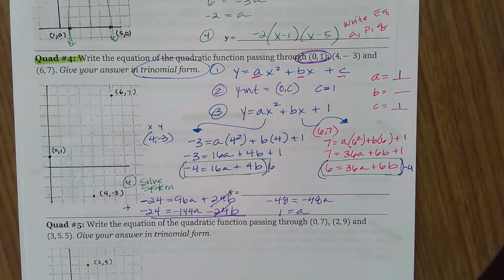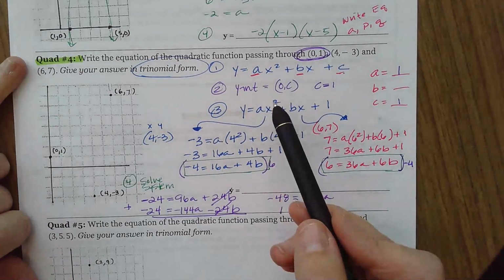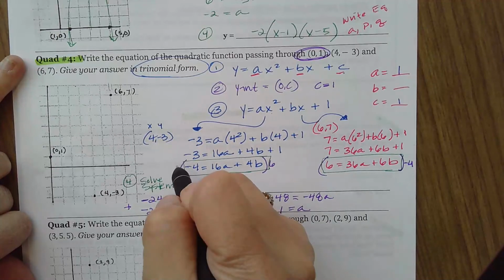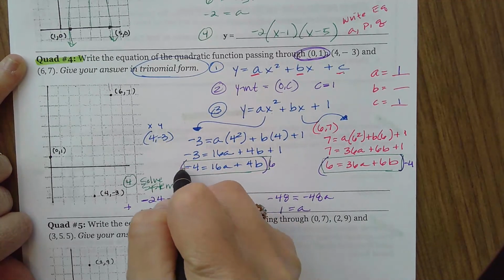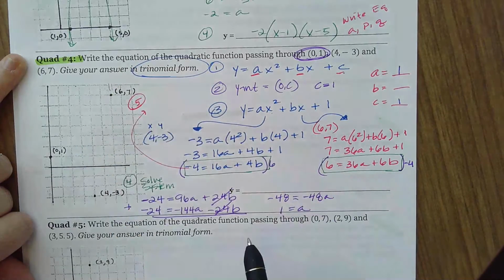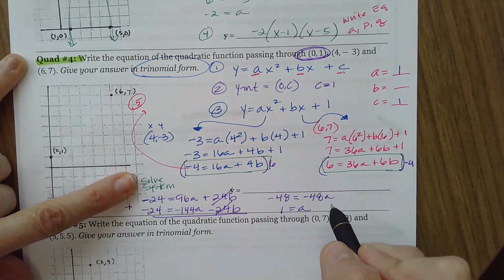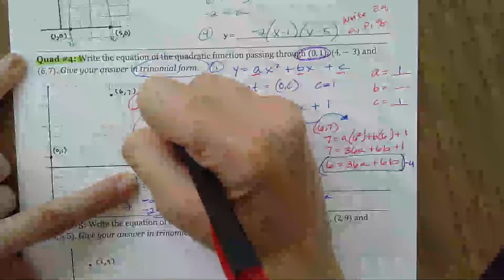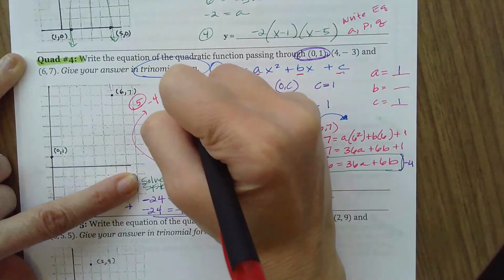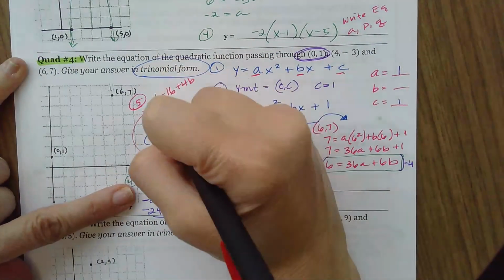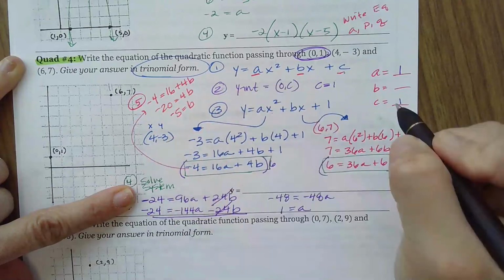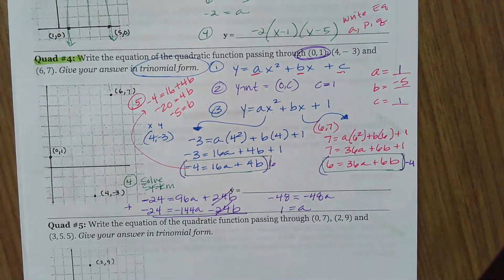Fantastic. Now I've got 2 of the 3 variables. The third one should be easy to find. If I go back to this equation or this equation, it doesn't really matter. We'll call this step 5. I'm just going to plug in what I know and solve for b. So -4 equals 16 times 1, which is 16, plus 4b. If I subtract 16 from both sides and divide by 4, I get b to equal -5.